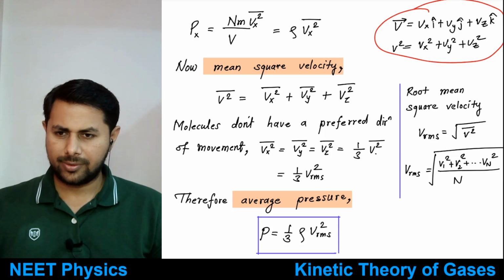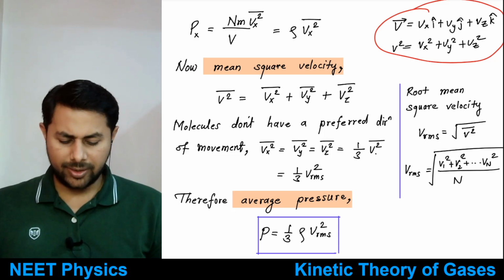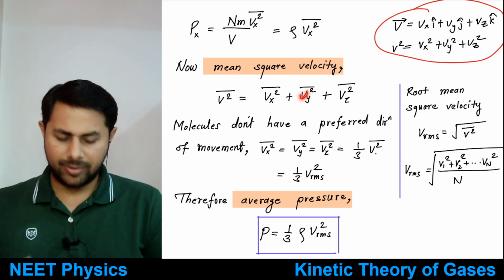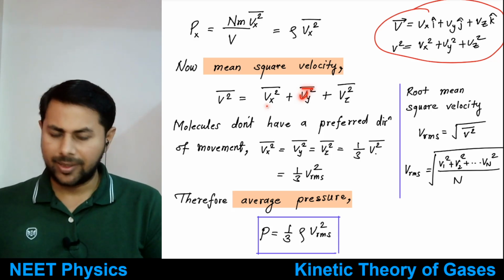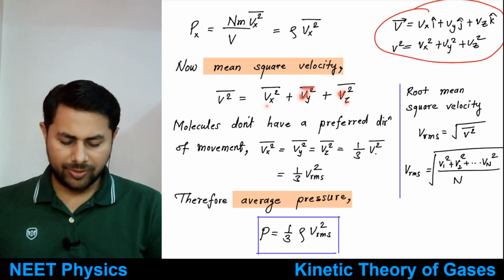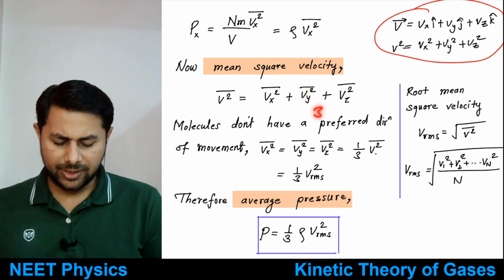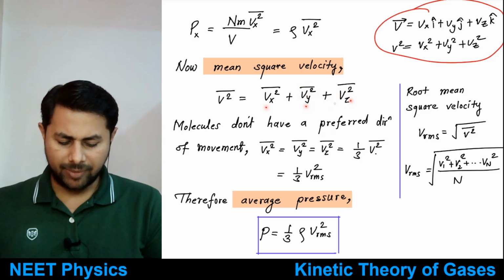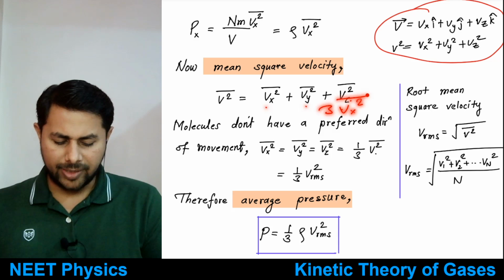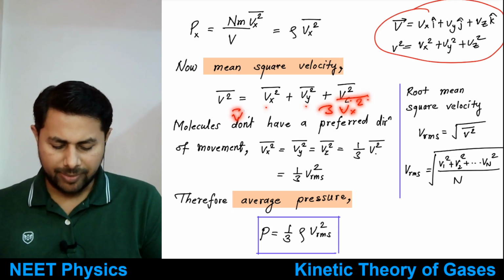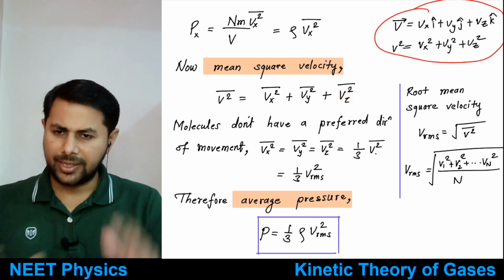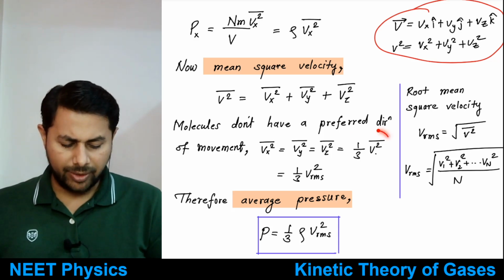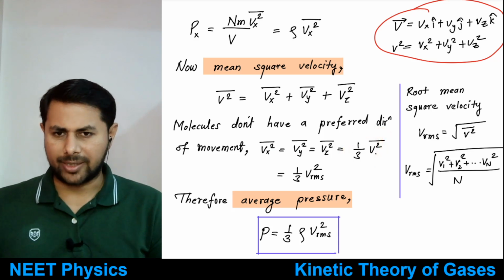Everyone? Right. Why 1/3? Because since vy square bar is also equal to vx square bar, and vz square bar is also equal to vx square bar, I can just say that this is vx square bar plus vx square bar plus vx square bar. So 3vx square bar is equal to v square bar, right? And take that 3 on the other side, so you get vx square bar is equal to what? 1/3 of v square bar.